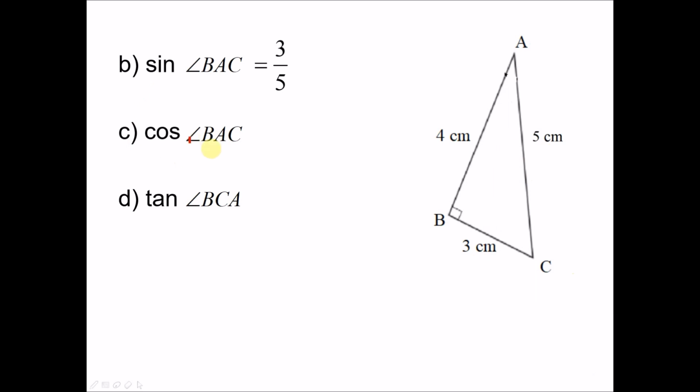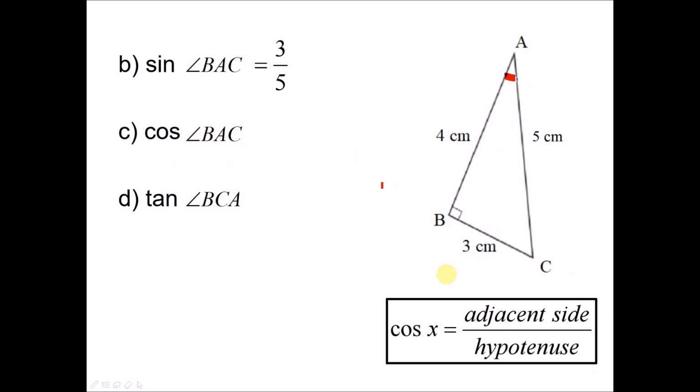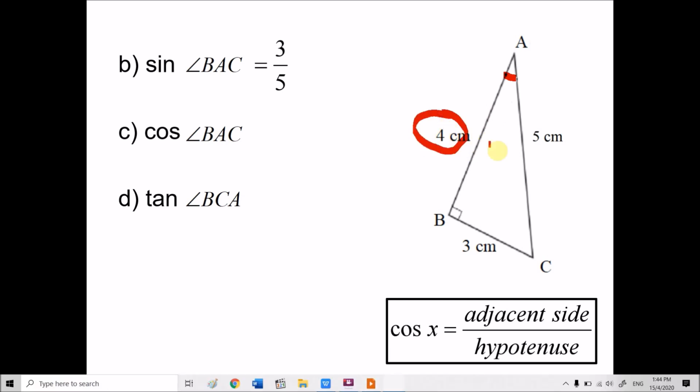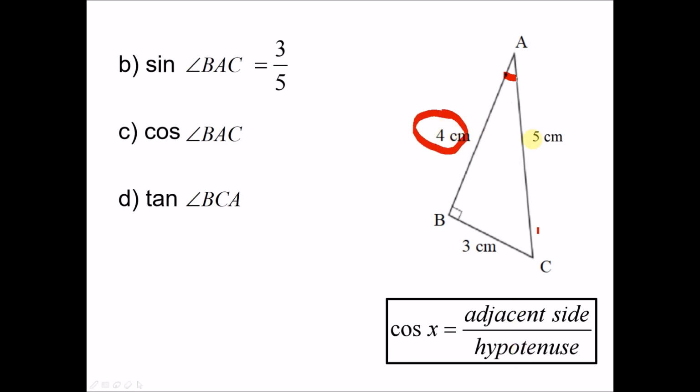Now for the second one, the cosine of the same angle, BAC, so you're still using the same angle here. For cosine, the formula is adjacent side over hypotenuse. The adjacent side for this will be 4, and it's over the hypotenuse, which is 5. So the answer is 4 over 5.